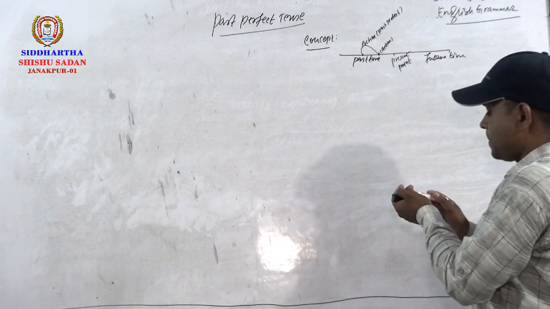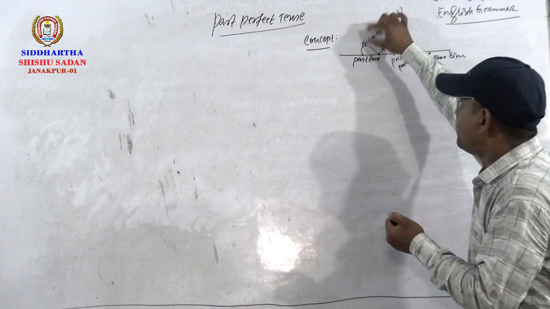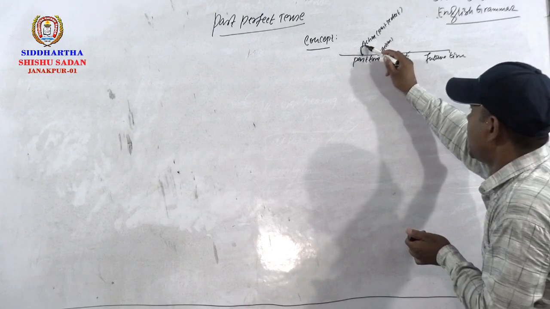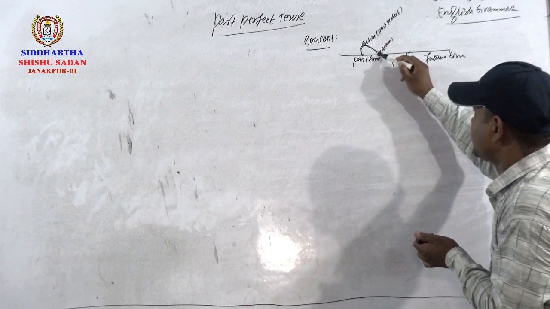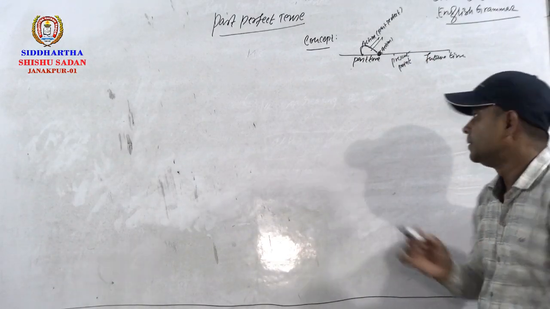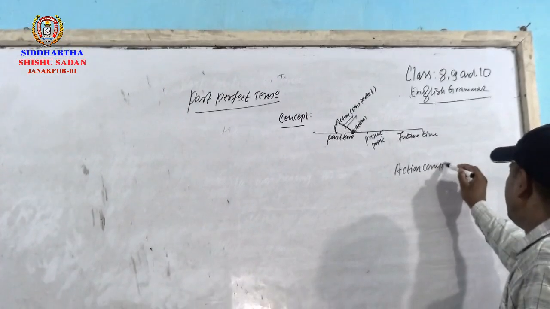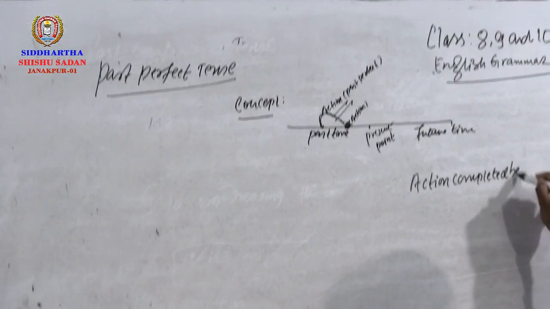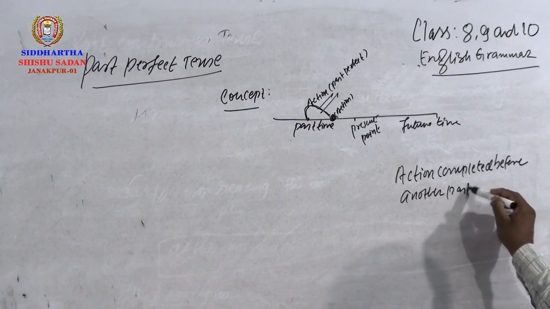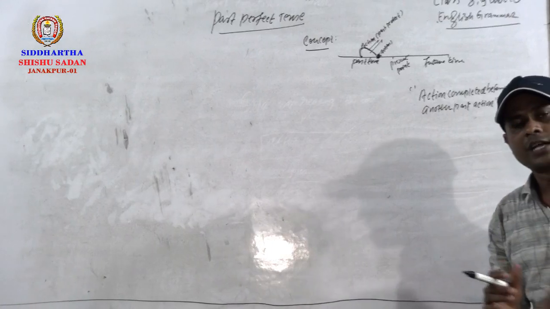The action that was completed before another past action. This action had been completed before this past action. So this action is known as past perfect tense. Action completed before another past action is to be in past perfect tense here.